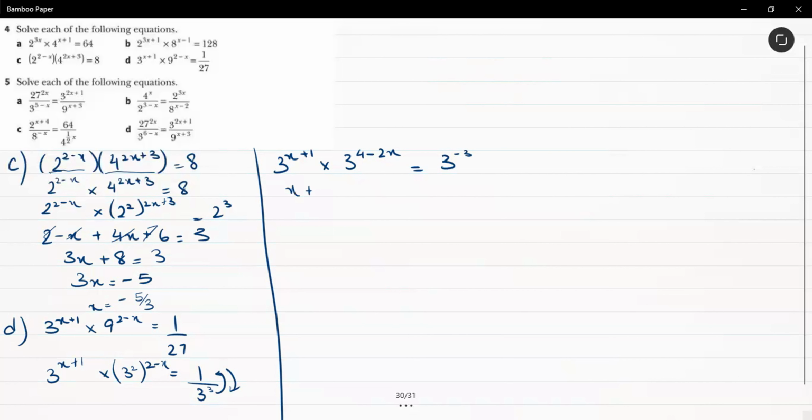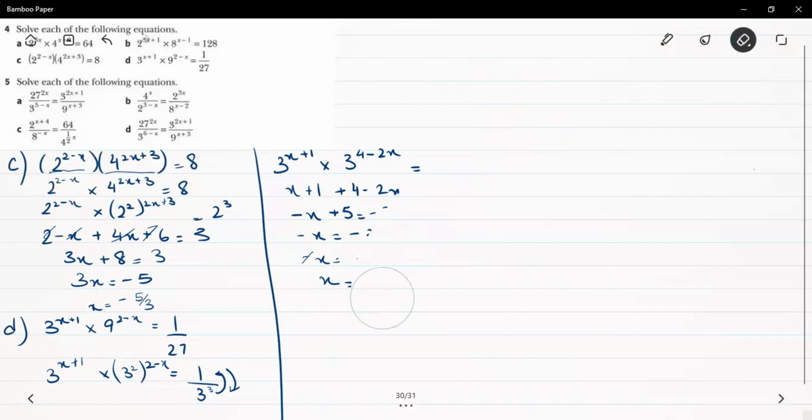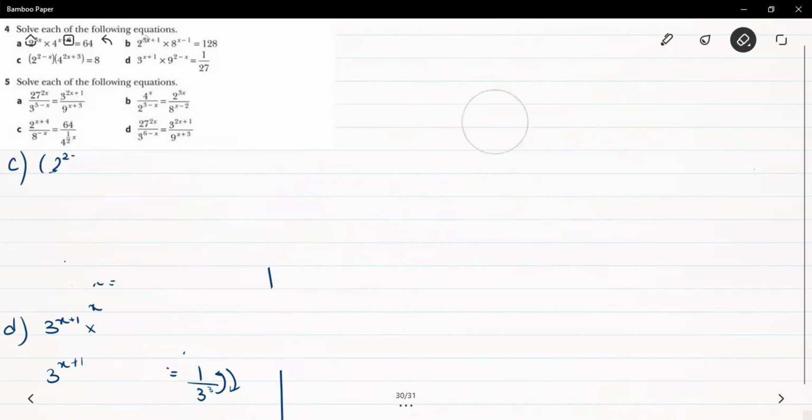Now just simply add this up. x plus 1 plus 4 minus 2x is equal to negative 3. And we get x minus 2x, negative x plus 5 is equal to minus 3. So negative x is equal to minus 5 minus 3, negative x is equal to negative 8. And we cut this down, x is equal to positive 8. And that's it. This is it for question number 4, part D. Let me just erase this. Oops. I can start with question number 5.